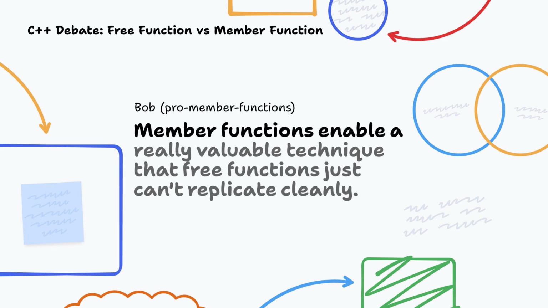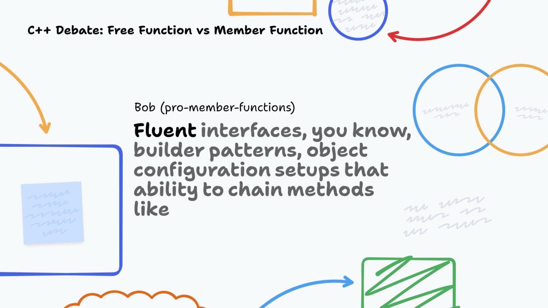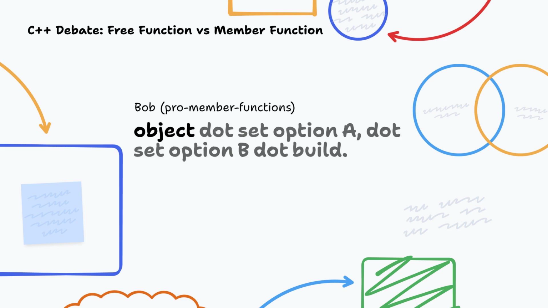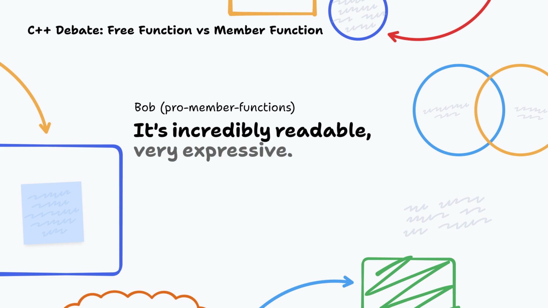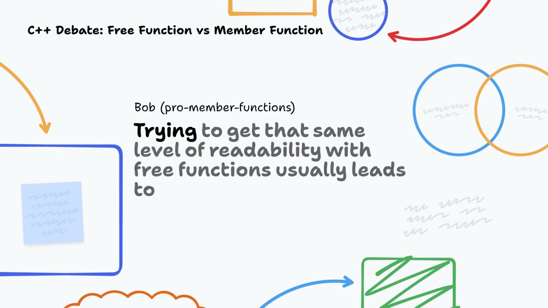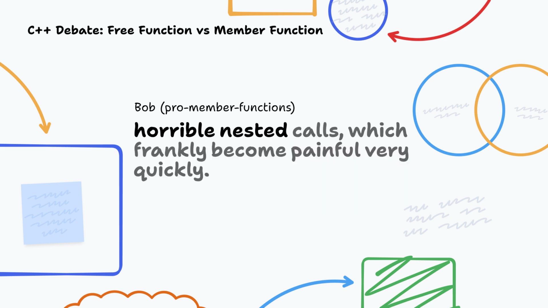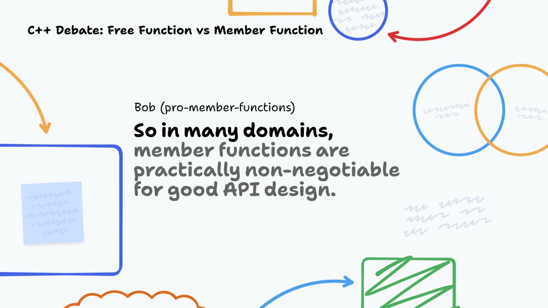And there's more to it. Member functions enable a really valuable technique that free functions just can't replicate cleanly. Fluent interfaces. You know, builder patterns, object configuration setups, that ability to chain methods like object.setOptionA().setOptionB().build(). It's incredibly readable, very expressive. Trying to get that same level of readability with free functions usually leads to horrible nested calls which, frankly, become painful very quickly. So in many domains, member functions are practically non-negotiable for good API design.